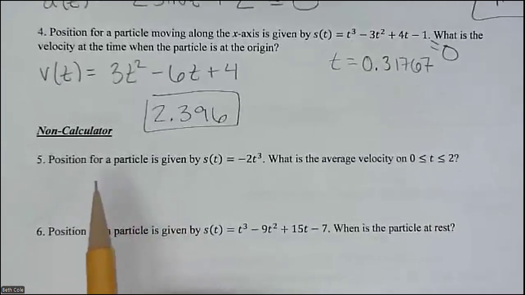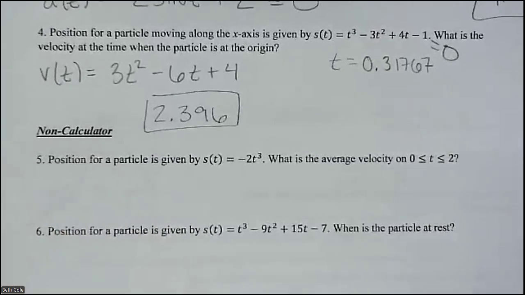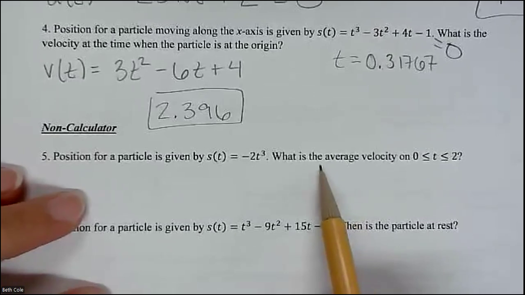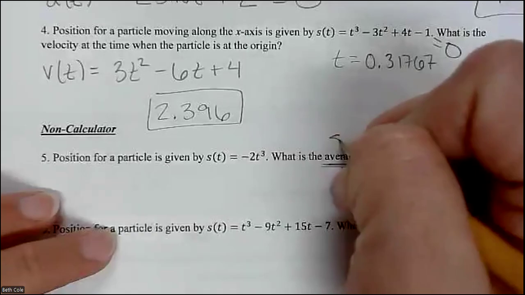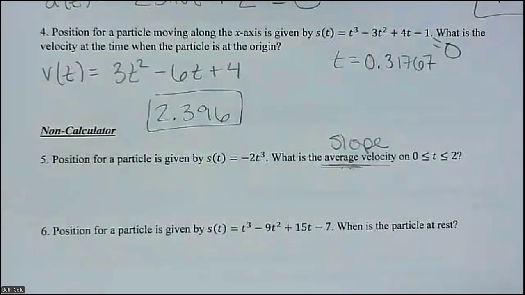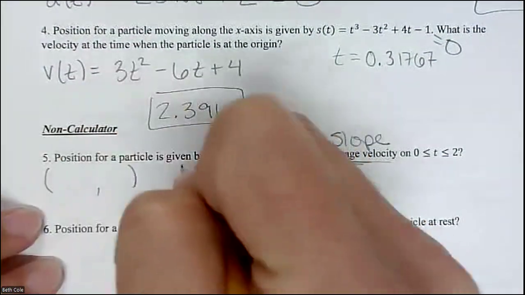This next one I would say is not too bad. What do they give you? Position, and they ask for average velocity. What does that mean? Slope, regular old slope. So you need 2 points.